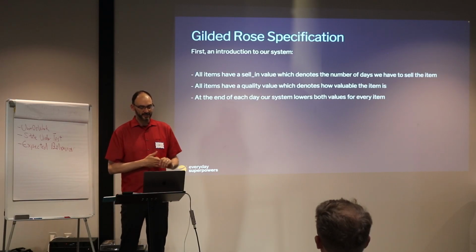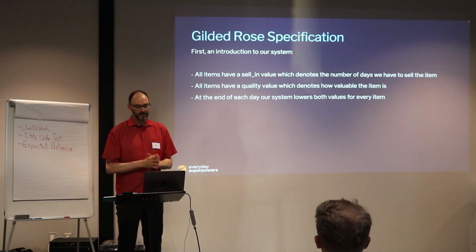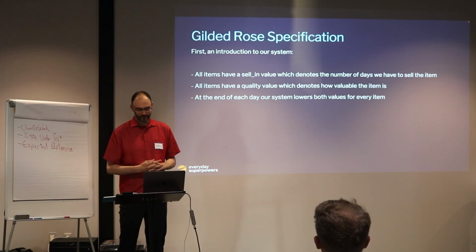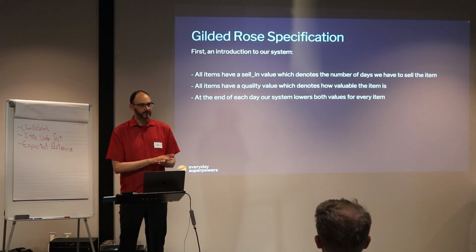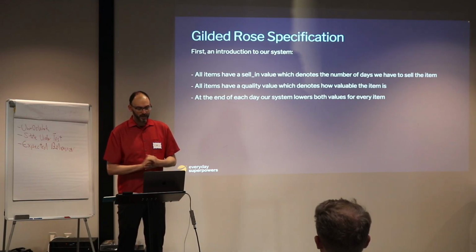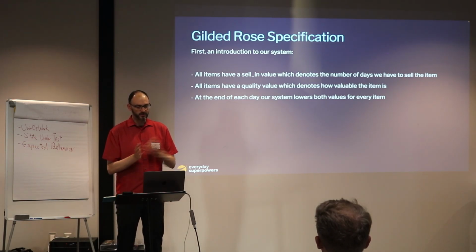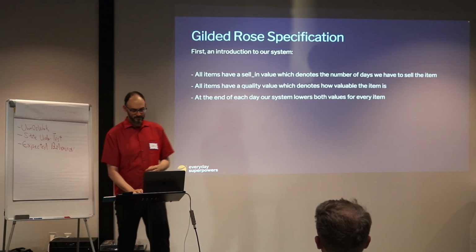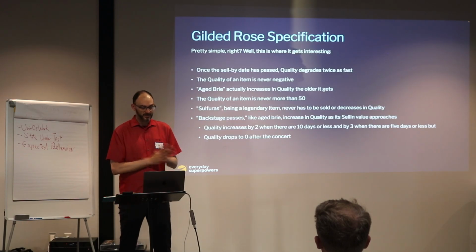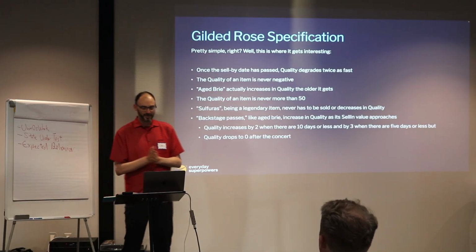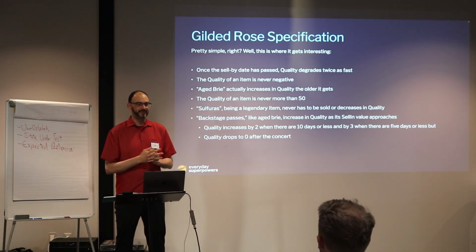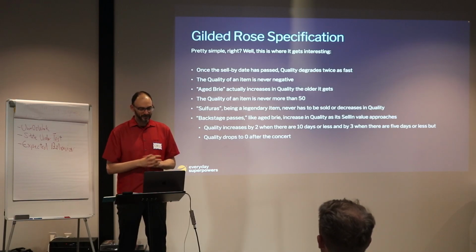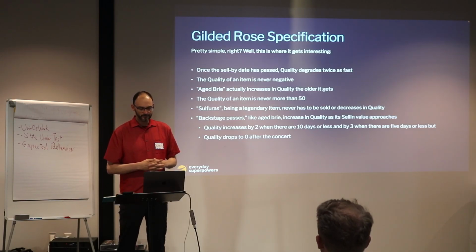All items have a sell-in value, which denotes the number of days we have to sell the item. All items also have a quality value, which denotes how valuable the item is. At the end of each day, our system lowers both values for every item. Pretty simple, right? Well, this is where it gets interesting. Once the sell-by date has passed, quality degrades twice as fast. The quality of an item is never negative.